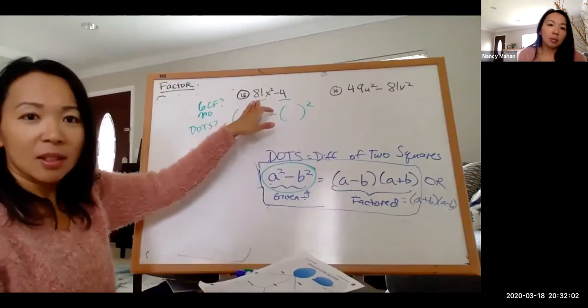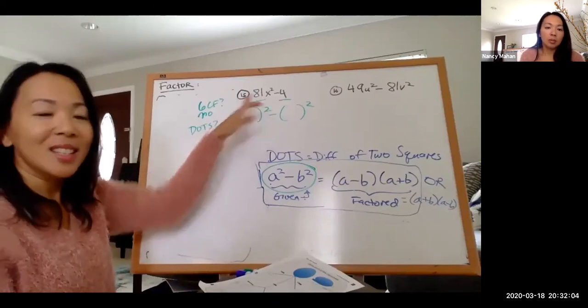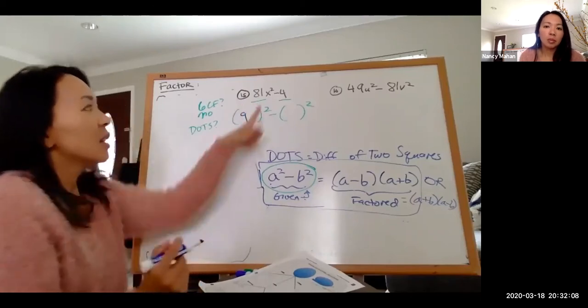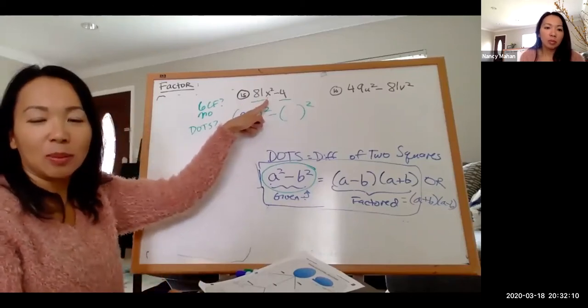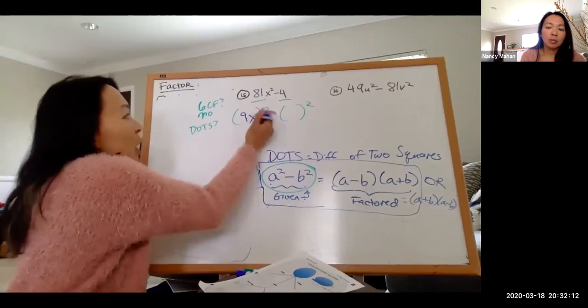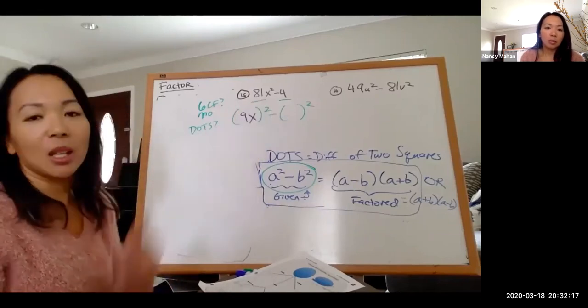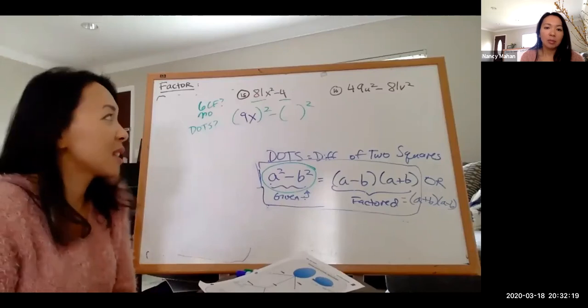81, is it a square term? Yes, it is. What squared gives you 81? 9. X squared, is that a square term? Yes, it is. It's the square root of x. So 9x, if I square that, gives me 81x squared. So that works. That's a square term.